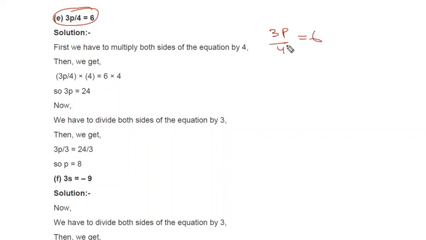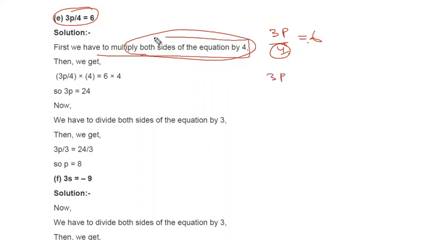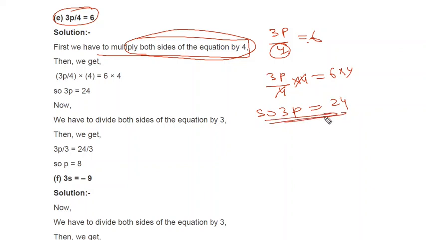So first of all we can multiply 4 on both sides of the equation. Now write it, this is very important, you have to write it. 3p by 4 into 4 equals 6 into 4. 4 cancels. So 3p equals 6 into 4, which is 24. Now you got 3p is 24.